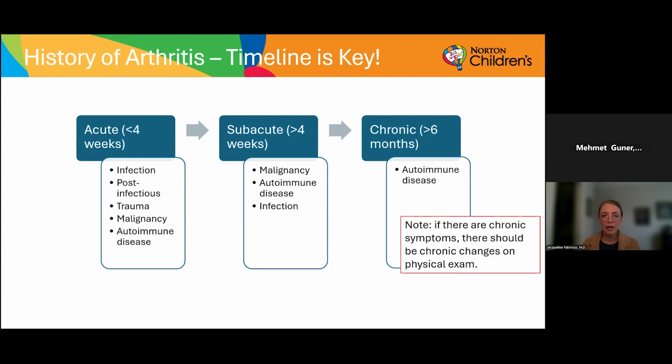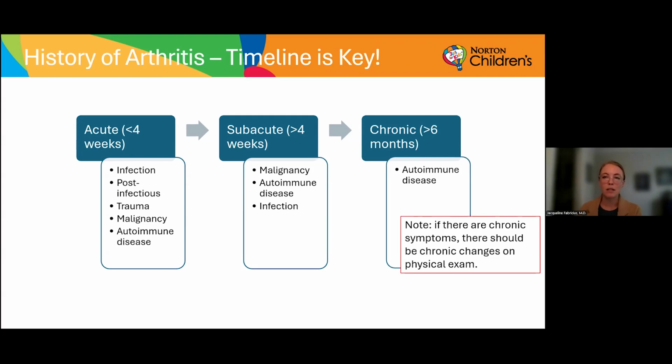And we start to think about rheumatologic disease and malignancy as having a higher likelihood in this time frame. And then the longer out we get, the longer these symptoms have been persisting, the more likely this is going to be a rheumatologic disease. With the caveat that if there are chronic symptoms, then there should be chronic changes on physical exam. So if there is true inflammatory arthritis that's been persistent for months and months and months, we should see joint swelling, limited range of motion, there may be limb length discrepancies, and muscle girth differences from side to side.